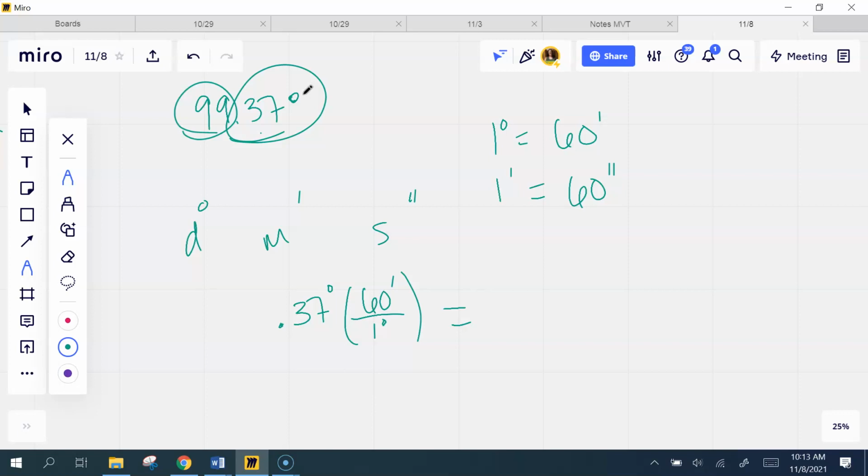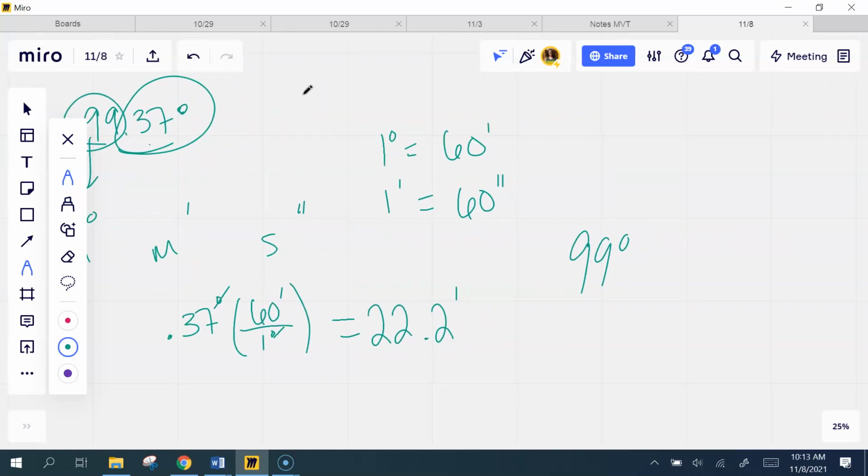So the first thing I do is take the degrees off the top. So I know it's 99 degrees. Now 0.37 degrees times 60 minutes in 1 degree. The degrees would cancel. What's 0.37 times 60? 22.2 minutes. So I'm going to take the whole number of minutes off. I'm sorry, I didn't realize I didn't have an example going that direction. I have DMS to degrees, but not degrees to DMS in your notes. That's probably why you're confused.